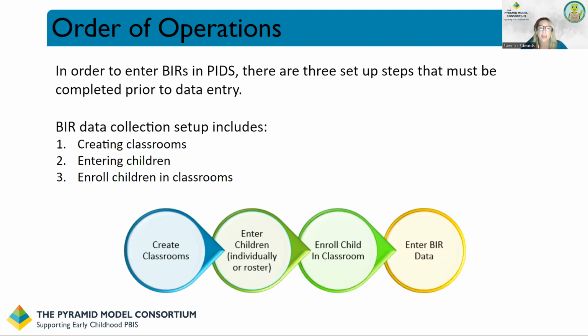And then you want to, as part of that, make sure the children are enrolled in classrooms. As we'll see when we get into the behavior incident report tool, you're going to need to select a child first, and then it's only going to give you the option of where the child is enrolled, what classroom they're in, for that classroom selection. So those two pieces in the BIR form are contingent on this setup being completed.